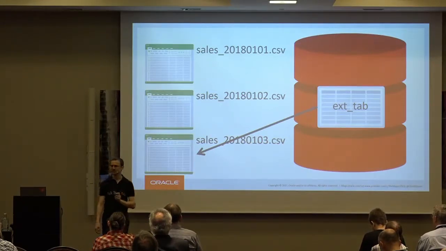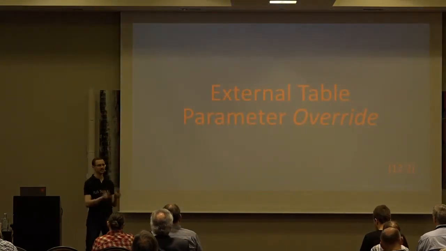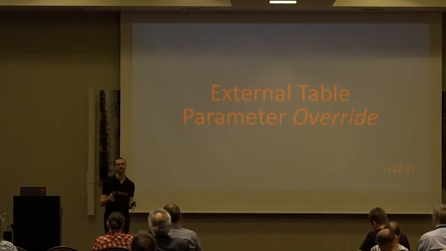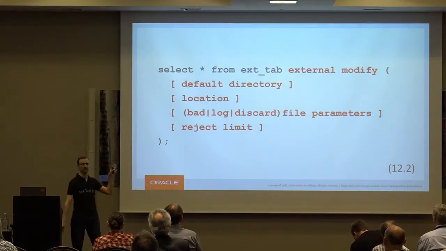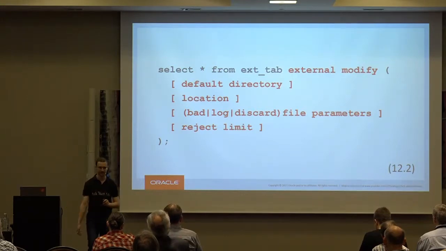Luckily, in 12C, we had a nice little feature which made this easier to work with, the external table parameter override. And what this allowed you to do is change some of the settings for an external table at the individual query level. And one of the key ways it could do that was actually change which file it's pointing to. And you do that with this external modify clause. So you can point it to a new directory, say it's pointing to a new file, change the log files and so on, and the reject limit.